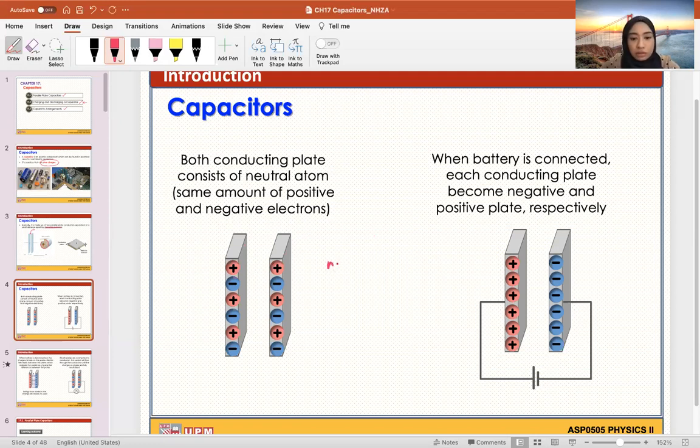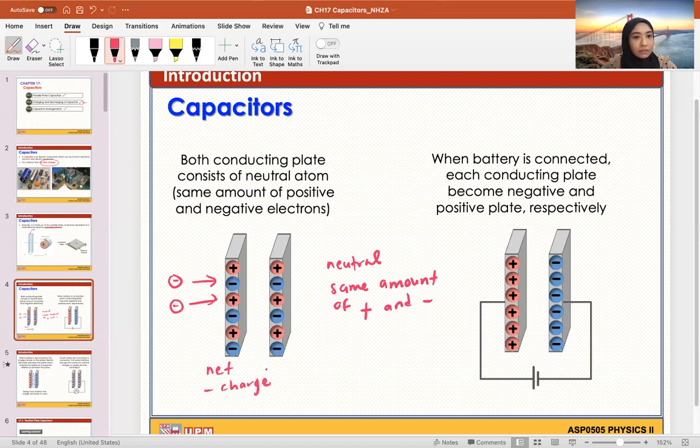What is neutral state? Neutral state means that they have the same amount of positive and negative. Now, what happens if I add some negative charges to this plate? Now, this plate will have a net negative charge. Net negative charge simply means that it has more negative charges compared to positive. It does not mean that all the charges are negative. If I say this plate has a net positive charge, it means the same thing. I have more positive charges compared to negative in this plate. So that is what it means.